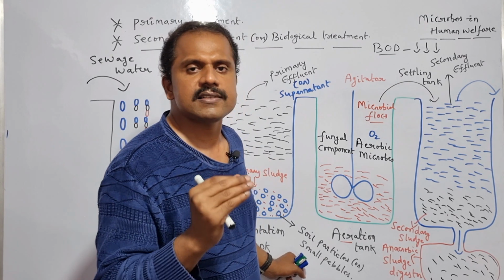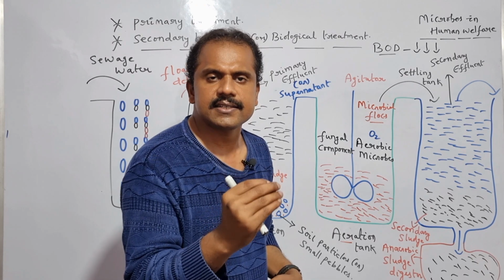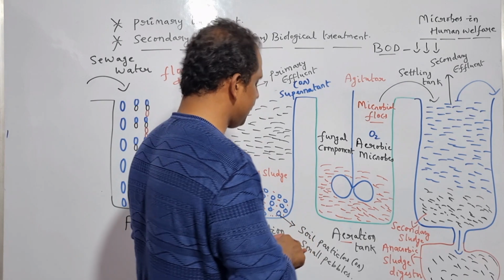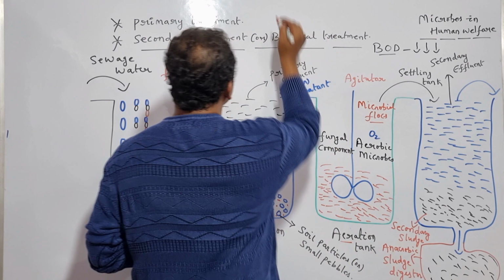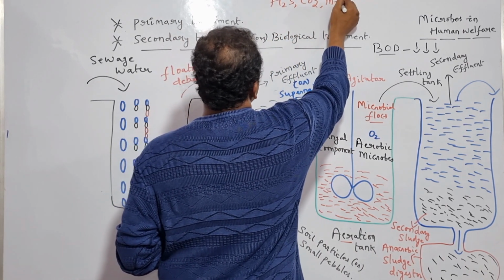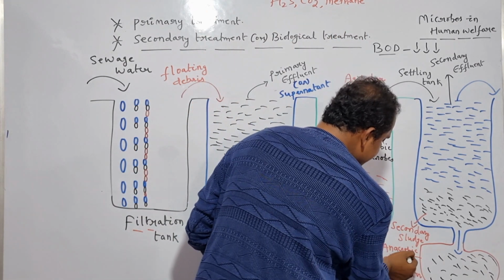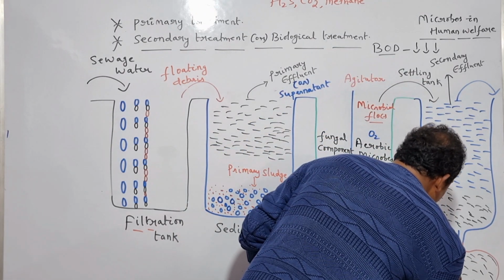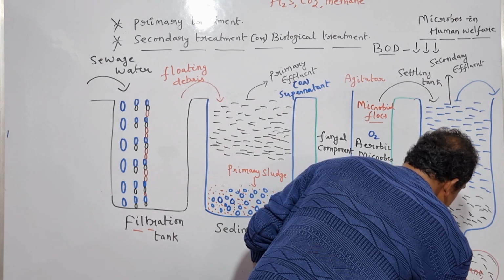So once the oxidized organic matter is degraded in the anaerobic sludge digester in the absence of oxygen, under such conditions, certain gases like hydrogen sulfide, carbon dioxide, and methane are produced in the anaerobic sludge digester. Let me write it here: carbon dioxide, methane, and hydrogen sulfide.